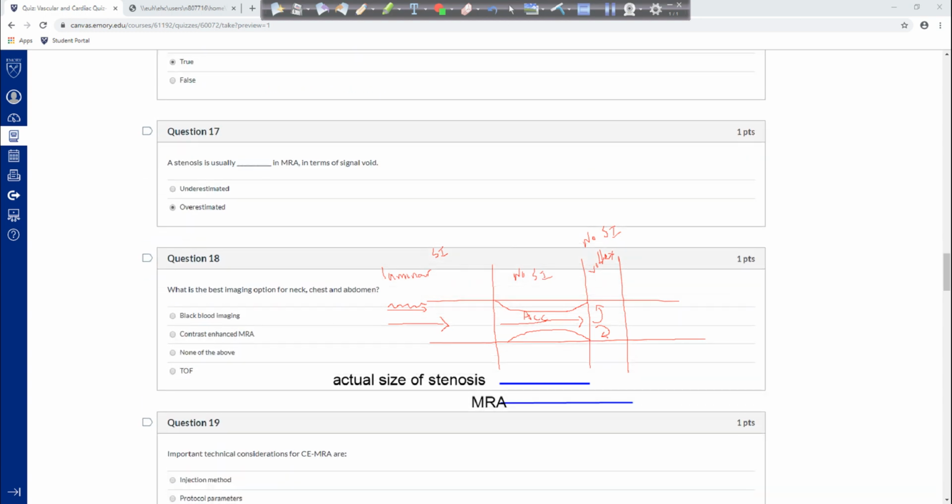Number 18, what is the best imaging option for the neck, chest, and abdomen where you're going to get a lot of respiratory and swallowing artifact? Which one's the fastest? Contrast. Okay. Contrast enhanced. Remember, this is our bolus injection, where we inject very fast and we image very fast. So we have our fluoro tracking. We could have our bolus triggering. All of those imaging options where we are able to image right when it hits that particular vessel.